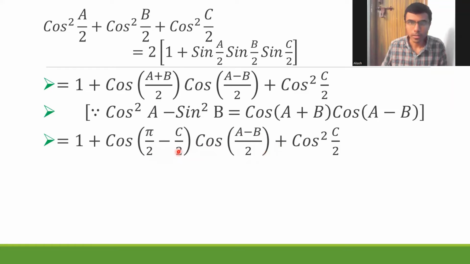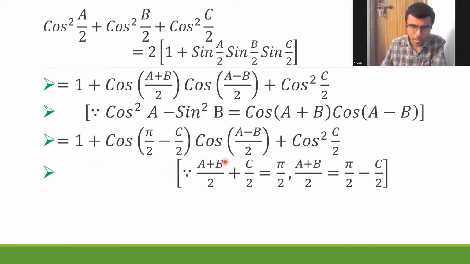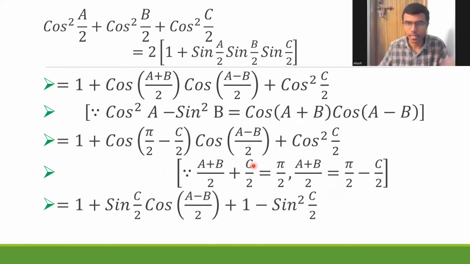What is cos of pi by 2 minus C by 2? See, cos of pi by 2 minus A is sine A. So basically, this would be nothing but 1 plus sine C by 2 into cos of A by 2 minus B by 2. Again, mention the reason properly so that things go fine. And now observe this cos square C by 2, I'm going to write it as 1 minus sine square C by 2. Why? Because here I know that I'm going to get sine C by 2, so that I can take sine C by 2 common and apply some operation so that I can achieve my RHS.